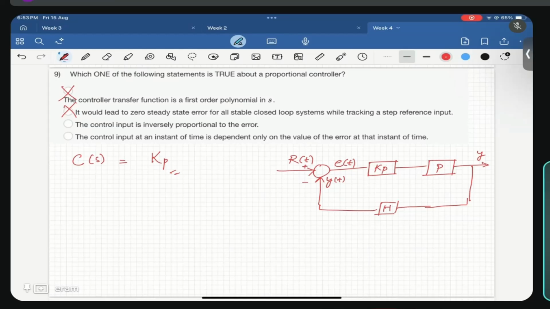Proportional. Yes, because if this is the output of the controller, let's denote it as c1(t), then c1(t) will be Kp into e(t), right? So the output of the controller is proportional to error. So this statement is also not correct. The last option is the control input at an instant of time is dependent only on the value of the error at that instant of time.